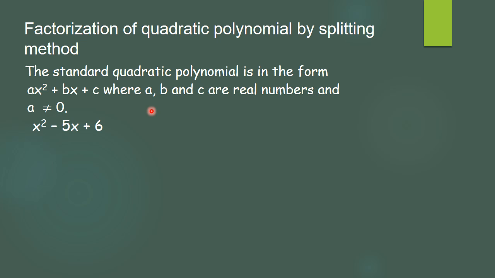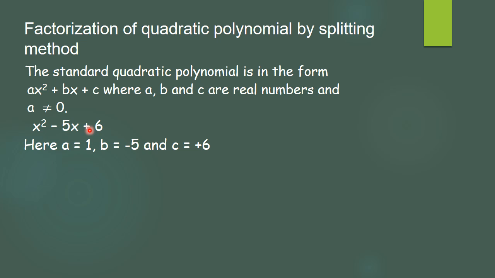Now we'll take one example of how to factorize this: x square minus 5x plus 6. This is the simplest example that we have taken. Here we compare with ax square plus bx plus c, and we get the value of a as 1, b as minus 5 and c as plus 6.